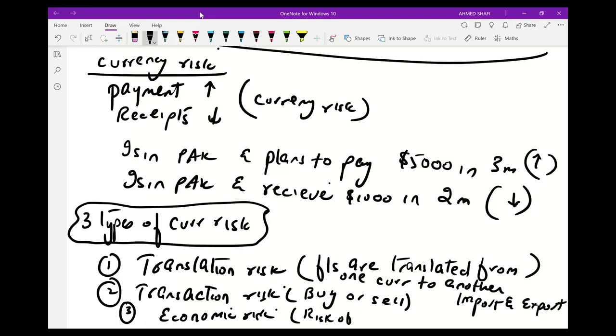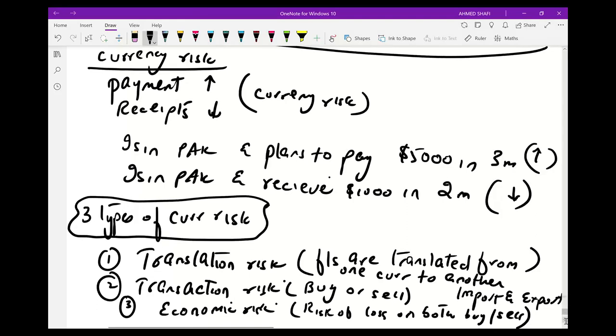Okay. And economic risk is risk of loss on both buy sell transaction. It is also a transaction risk, but it is considered a heavy form of transaction risk, that if a company is buying something and selling something, it is facing loss on both transactions. This is called economic risk.